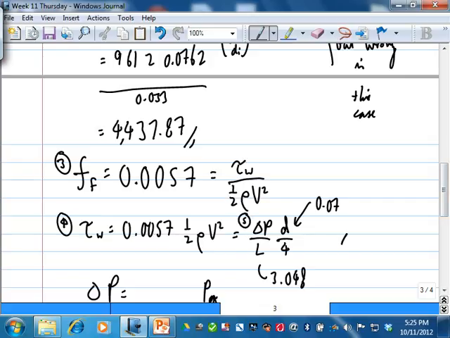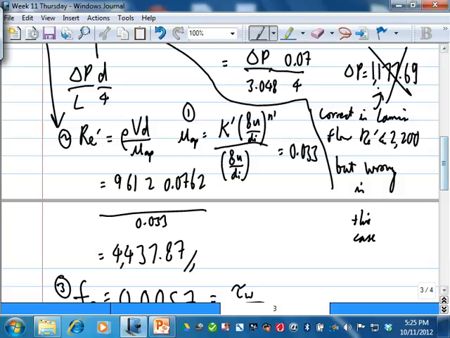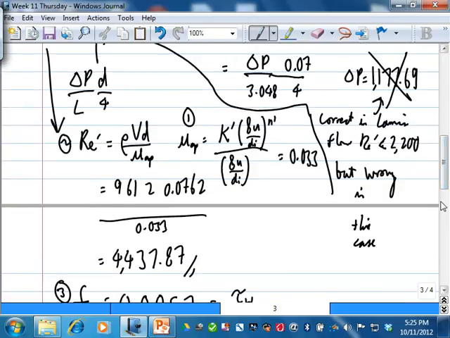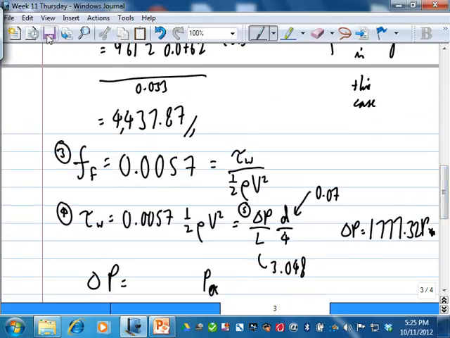Okay, what's the delta P? 1,777.32, which is quite a lot bigger than this one, because this one assumes laminar flow. Okay. That's a typical question.